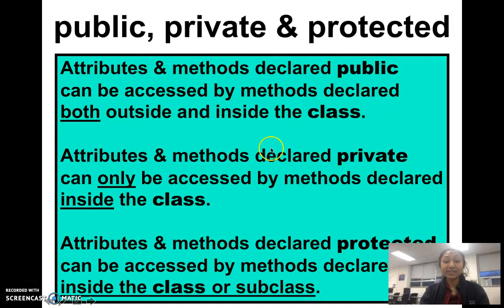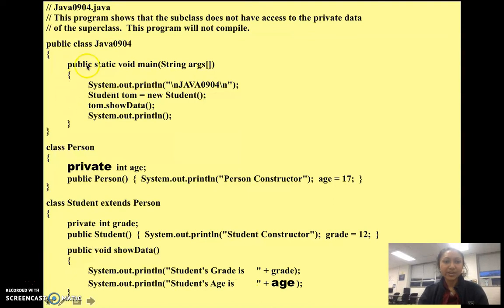Okay. Attributes and methods declared private can only be accessed by methods declared inside the class. What about protected? Attributes and methods declared protected can be accessed by methods declared inside the class or subclass. That's your key. Class or subclass. Let's look at an example. So right here in my main program, looks like I'm creating an object Tom. Okay, and it's of the student class, and student is now an extension of the person class. I have constructors for both, so constructors will be invoked. Then I do tom.showData, and it looks like I'm printing the grade and student's age.